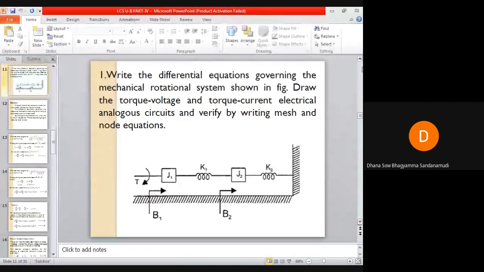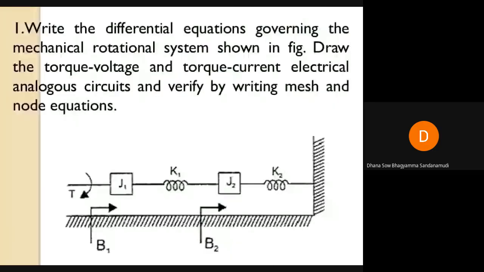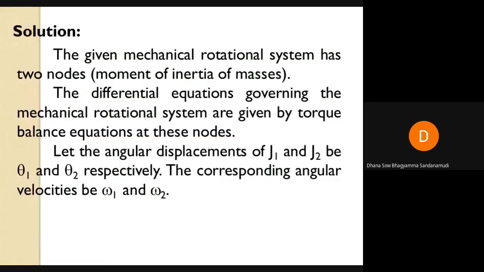You have to draw the free body diagram, and you have to apply Newton's second law to determine the relation between the applied torques and the opposing torques. In order to equate the sum of the opposing torques and the sum of the applied torques, according to Newton's law, you have to equate them. So two nodes are there, J1, J2. We have already discussed, that's why I will briefly explain.